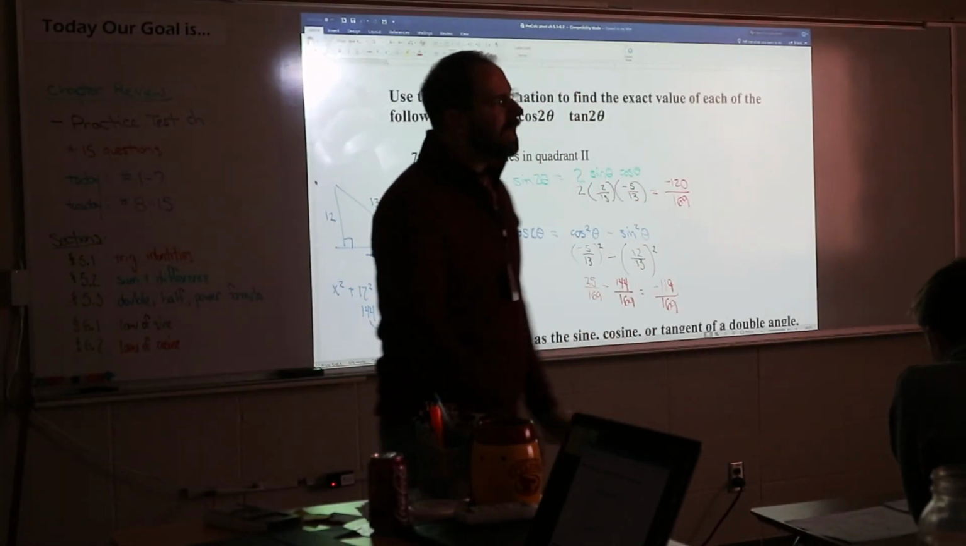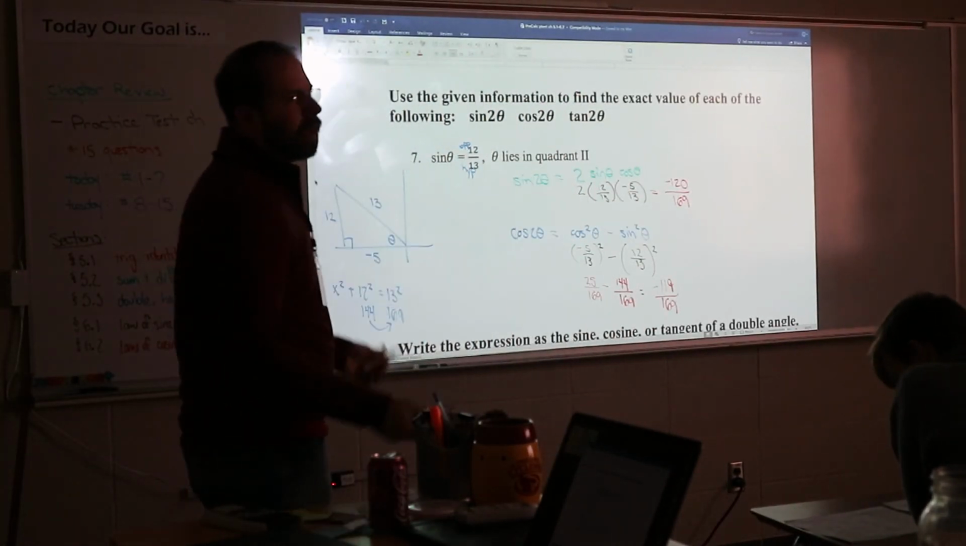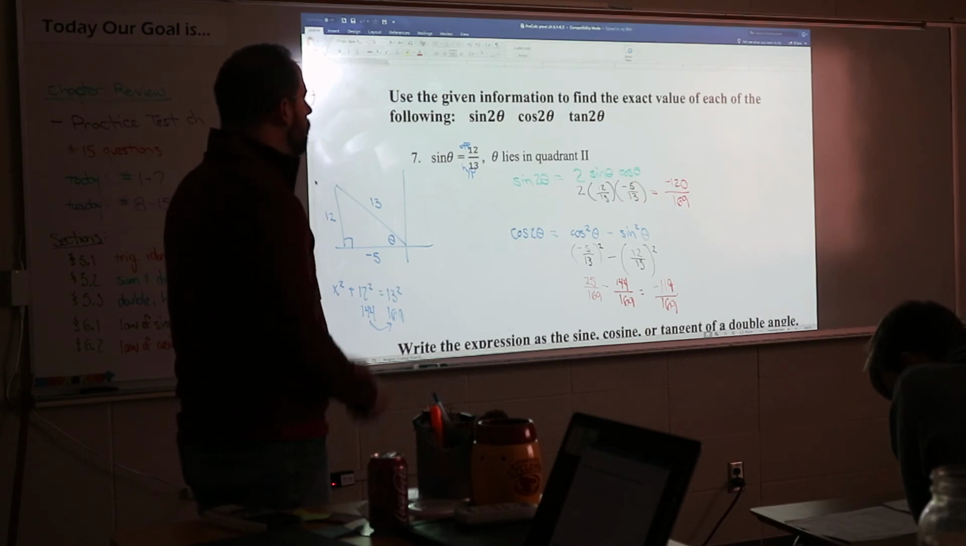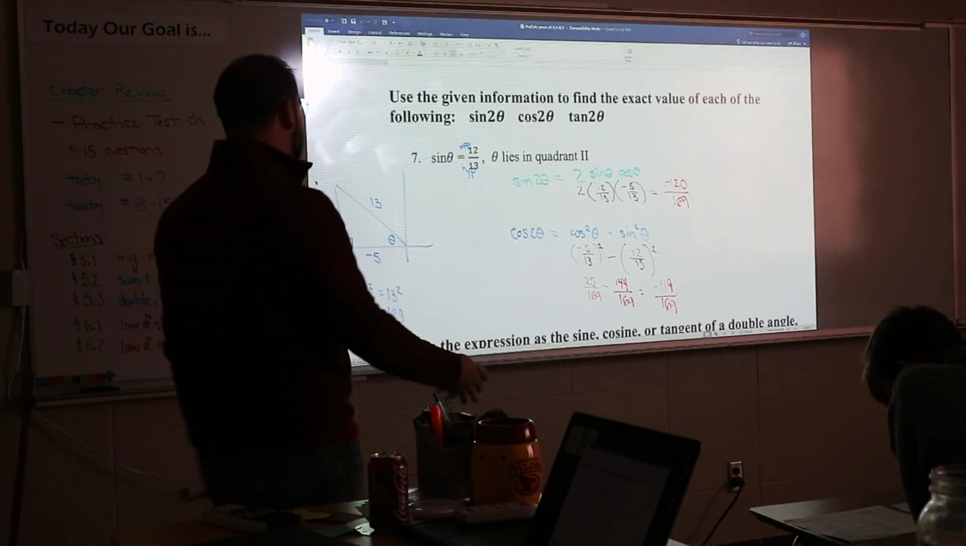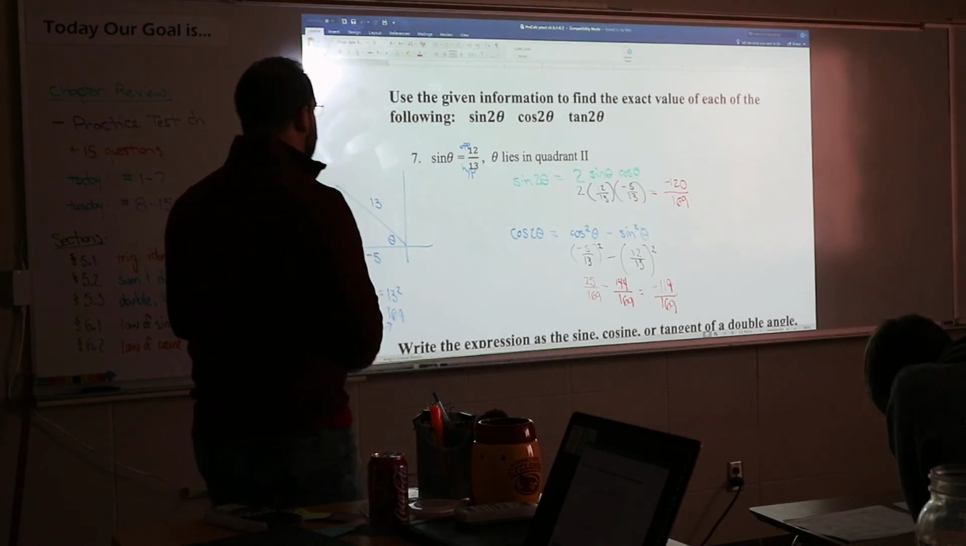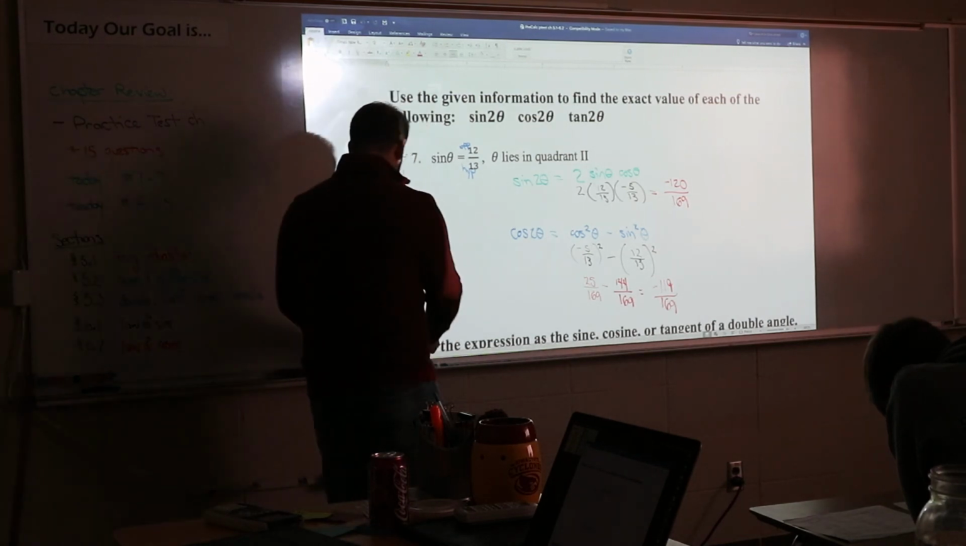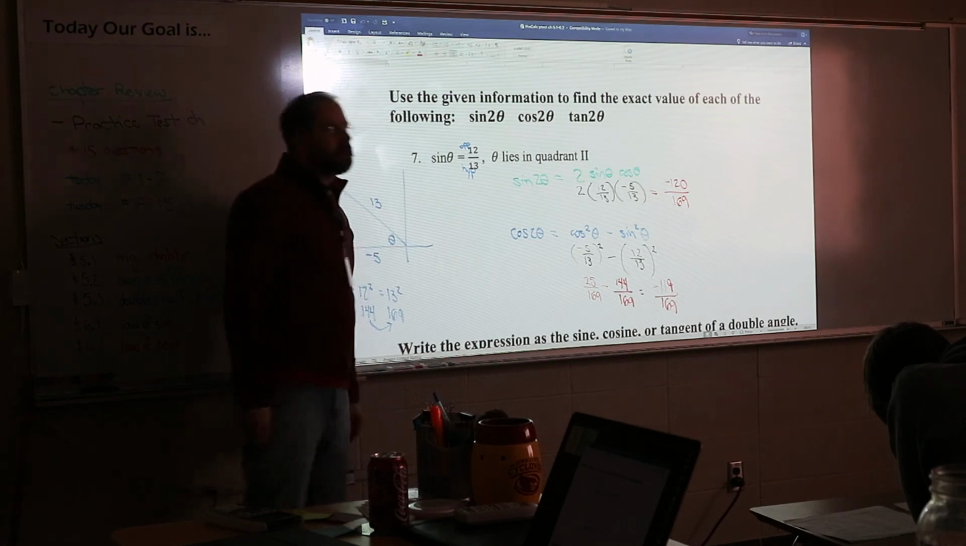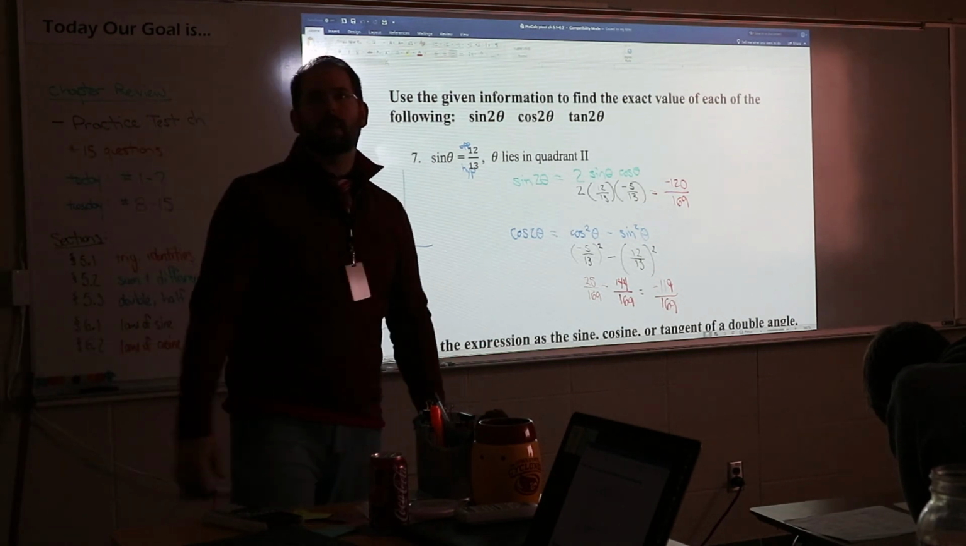Move on to the tangent one. So now you're going to use tangent, and tangent has its own double angle formula. You can see it on your property sheet. And you'll plug in your fractions in that one. That's the one you have to do by yourself. Okay. The rest of the time is yours. You don't have a lot of time. You can work on this.